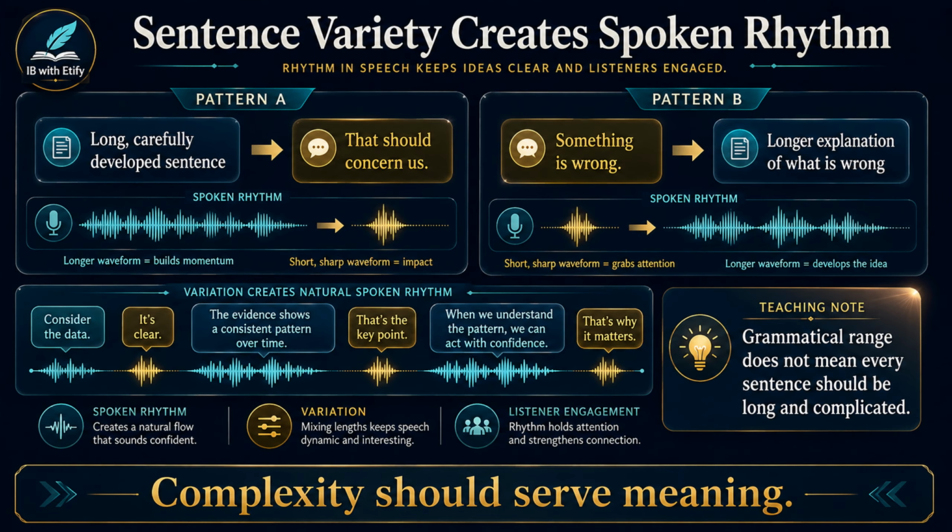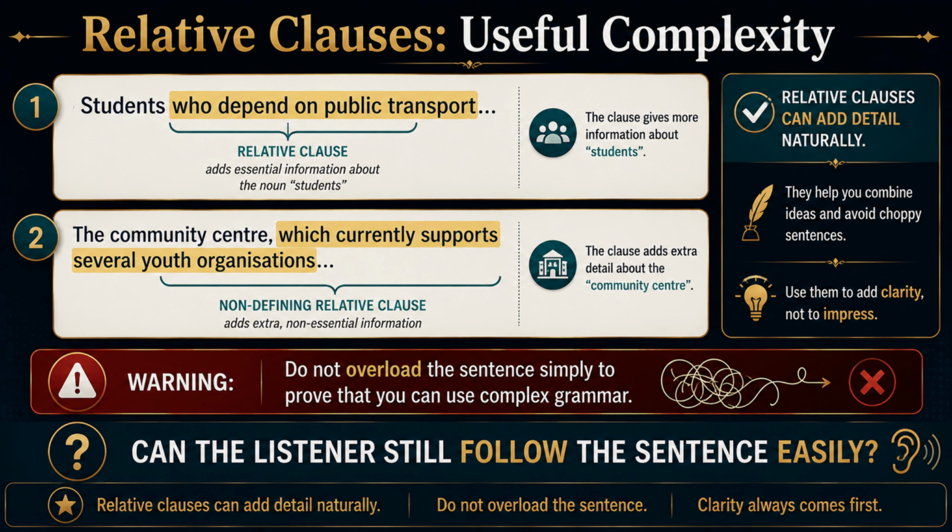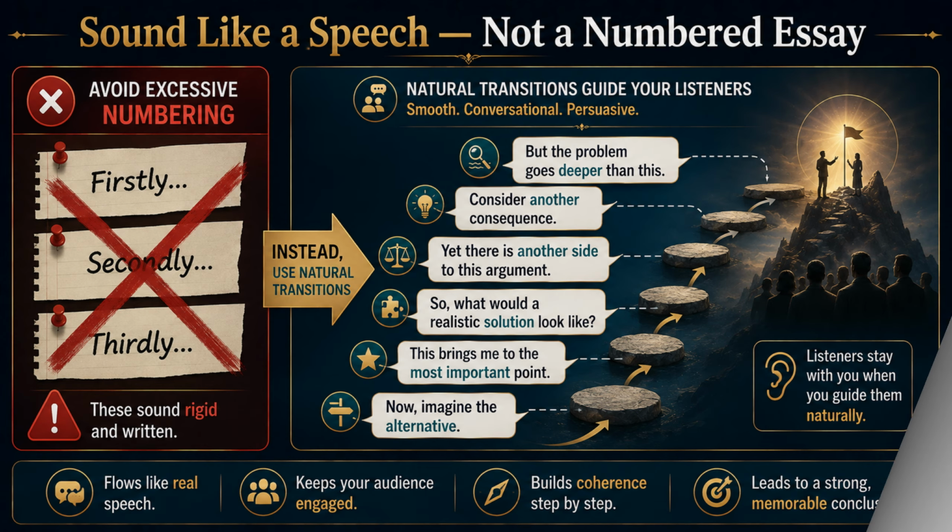That variation creates rhythm. Relative clauses can also add information naturally. Students who depend on public transport. The community center, which currently supports several youth organizations. Useful complexity, clear meaning. But do not overload a sentence simply to prove that you can use complex grammar. If the listener has to work too hard to follow the sentence, the complexity is no longer helping you. Coherence is equally important.